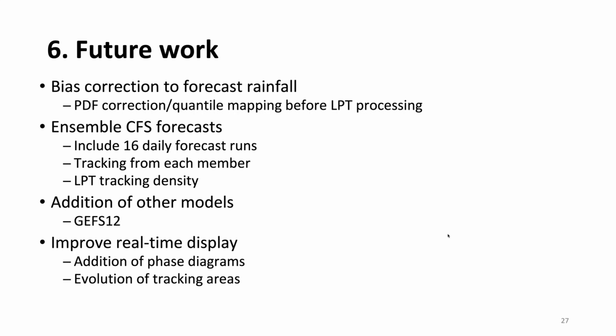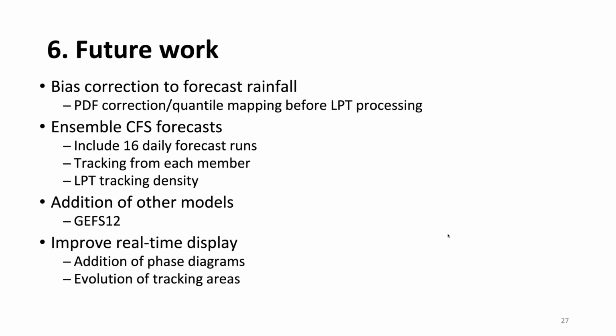So next slide. That is basically what we have got so far. There are a few things that need to be done in the future to further improve the use of this tool. The first thing is bias correction. As we just talked about, we need a bias correction. We can use PDF correction or quantile mapping or even pattern correction.